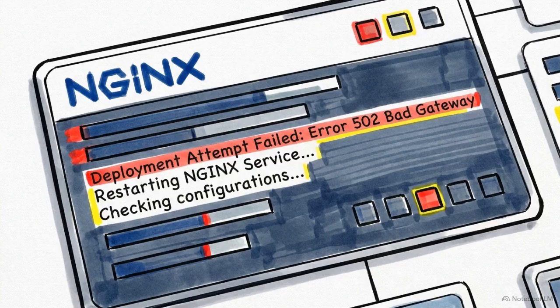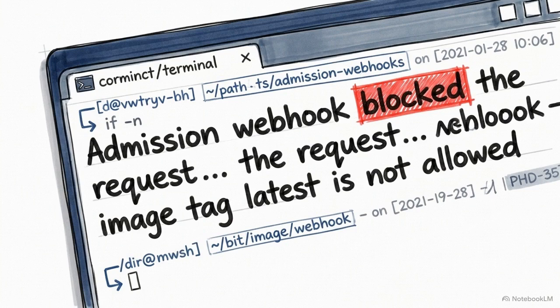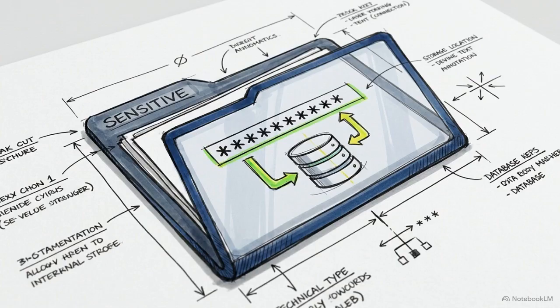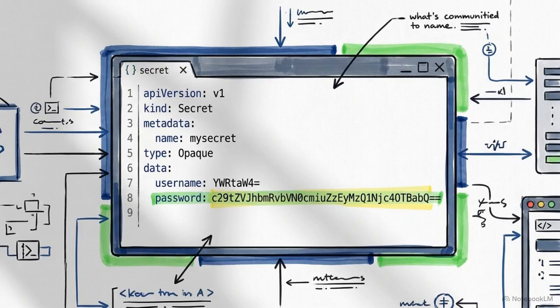Here is the validation in practice. When we try to deploy an Nginx container with the latest tag, Kyverno intercepts the request. The terminal throws this exact error message, blocking the pod creation entirely. Now we need to address how Kubernetes handles sensitive data like passwords and API tokens. The default Kubernetes secret resource provides a false sense of security. The data is only base 64 encoded, not actually encrypted.